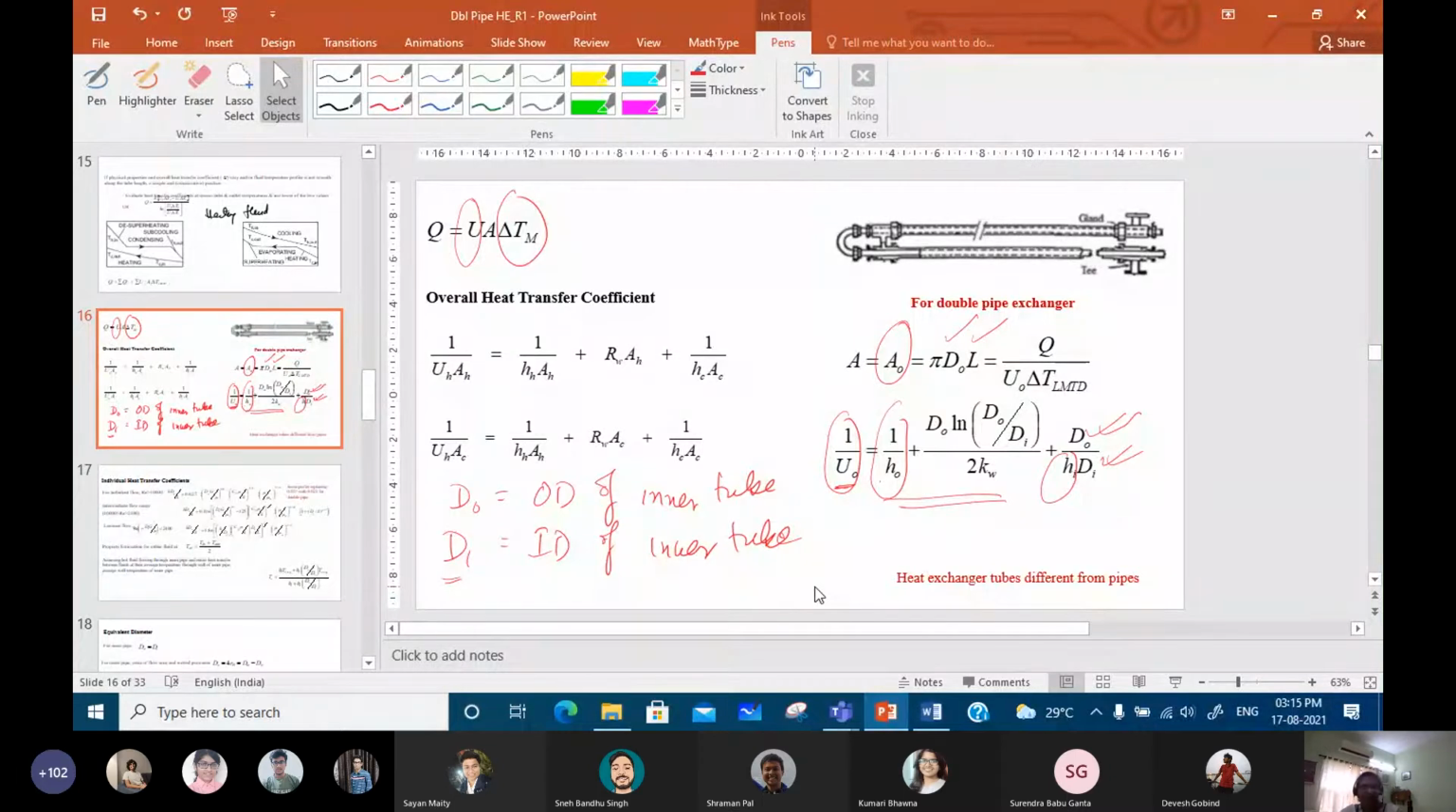Very small. Very small. Why? Any particular reason for that? Ma'am, cost. Cost will be more. Perfect. If you consider only cost, then you should go for the smallest permissible diameter.